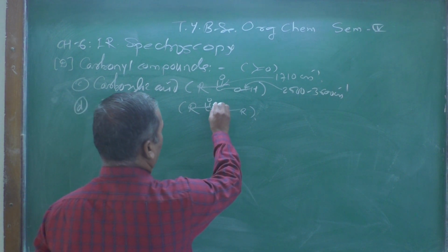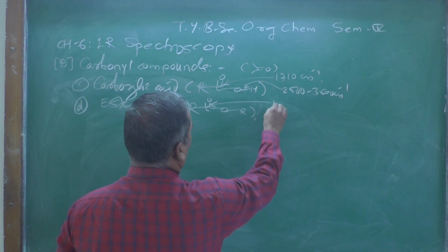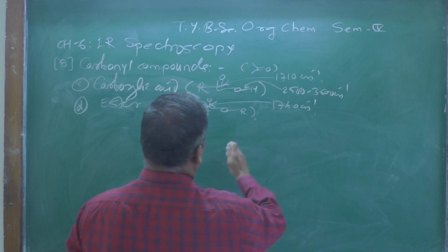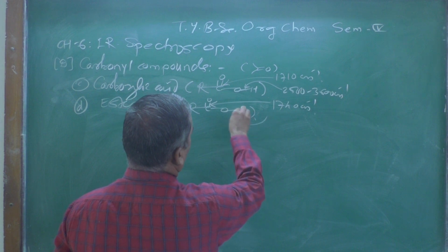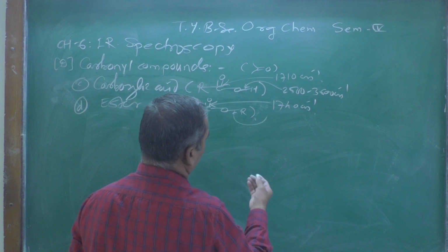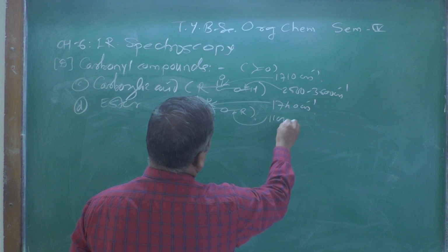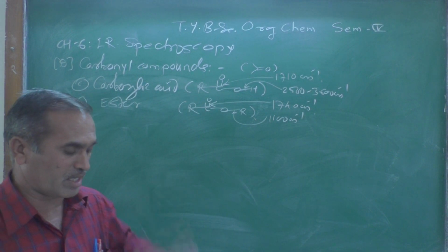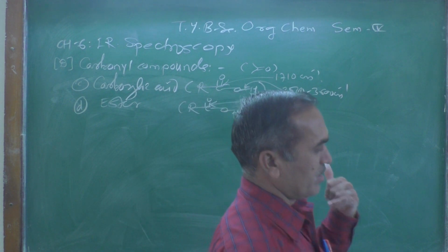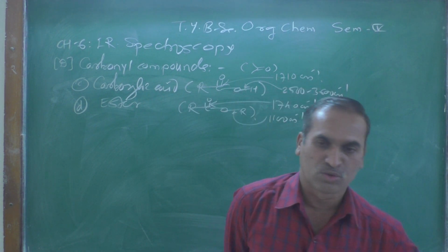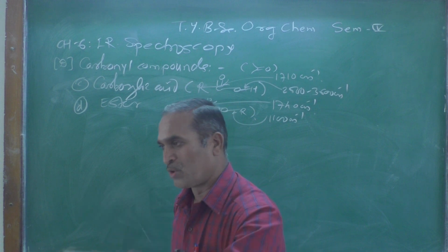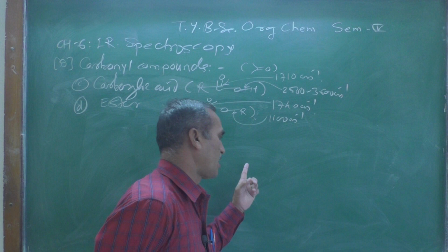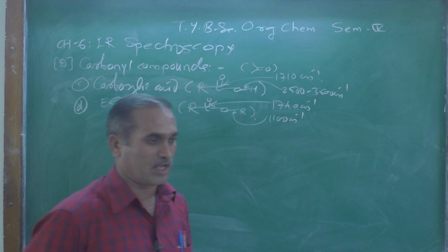Now here the peak due to the carbonyl group is observed around 1714 per centimeter, and another prominent peak is observed around 1100 per centimeter. These are the two peaks in the above case, and the second structure also produces two prominent peaks: one due to the carbonyl group, and another due to the C-O stretching.